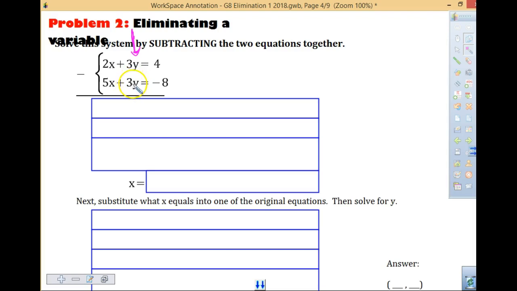So, if I am adding these together, I would get 6. It wouldn't cancel. It would not eliminate. So, notice it has this minus out in front. That's because you could actually think of subtracting these two equations.